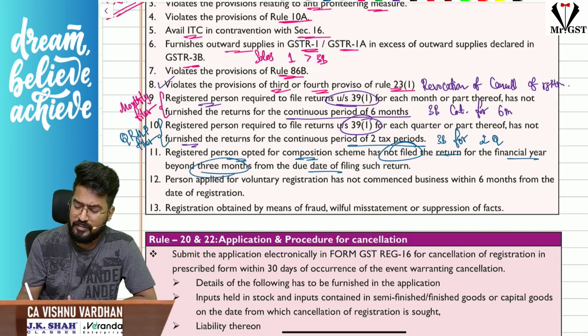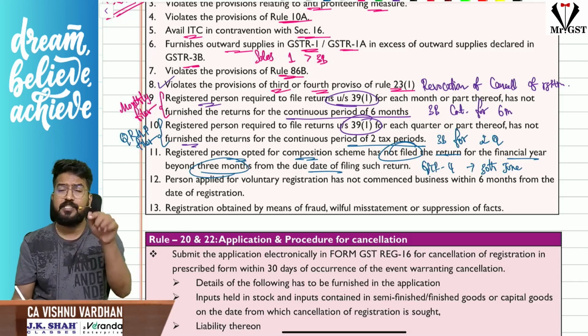Sir, due date of filing GSTR 4. They are talking about GSTR 4. Sir, the due date is 30th June to file it. Earlier it was 30th April. Now it is 30th June.